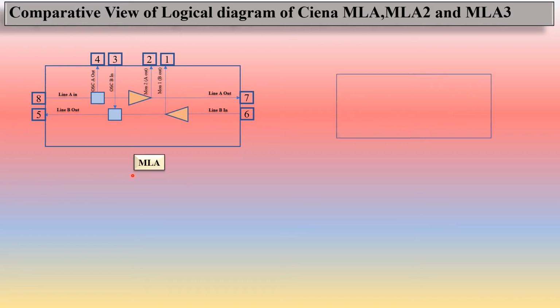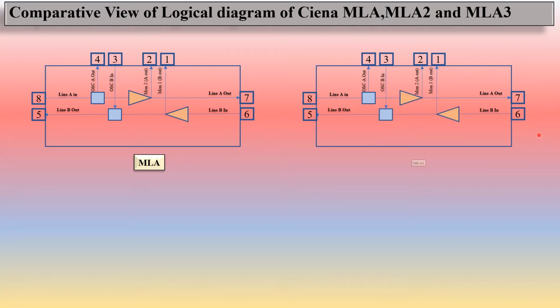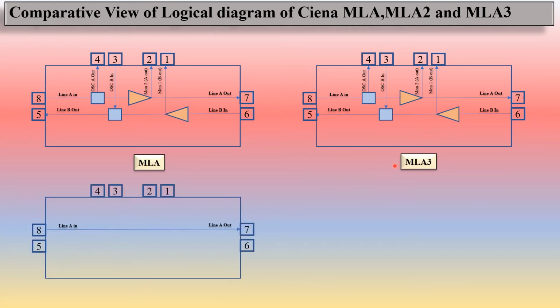This is the MLA. In the same way, you can see here this line A, this line B, these OSC ports, and these monitoring ports. This is the MLA3. This is the MLA2. So you can see there is similarity between MLA2 and MLA3, so there is no difference between the logical diagram or the physical diagram.